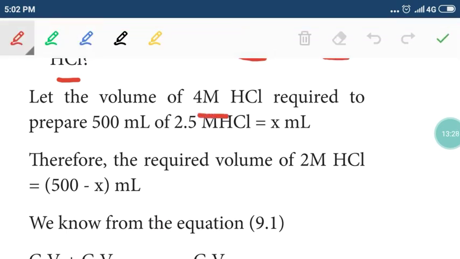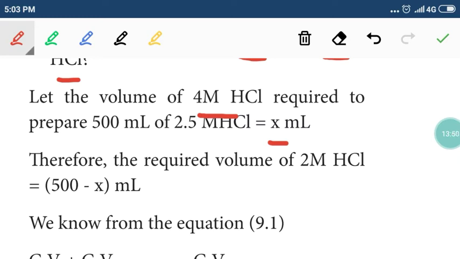Consider 4 molar hydrochloric acid solution. How much 4 molar hydrochloric acid solution is required to prepare 500 ml of 2.5 molar solution? We take it as X. We don't know how much 4 molar hydrochloric acid should be taken, so we take it as X.